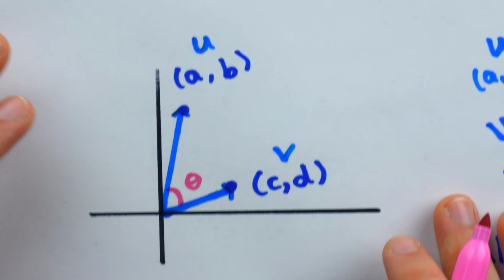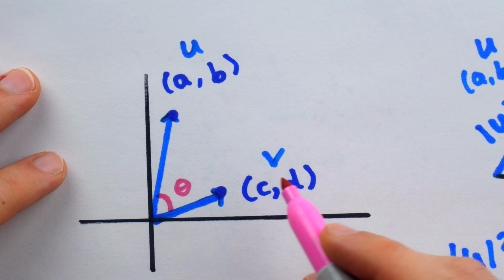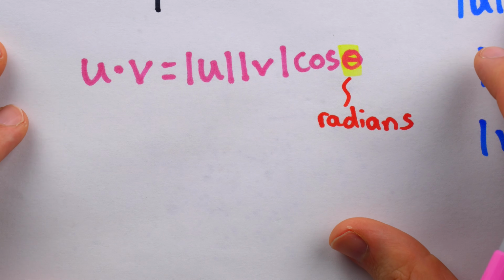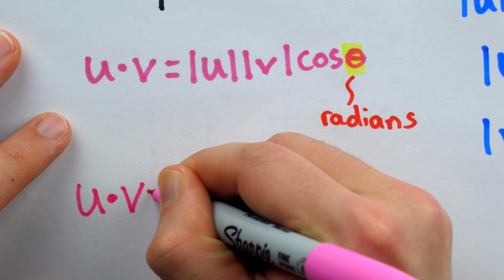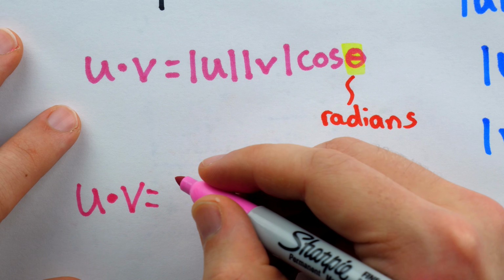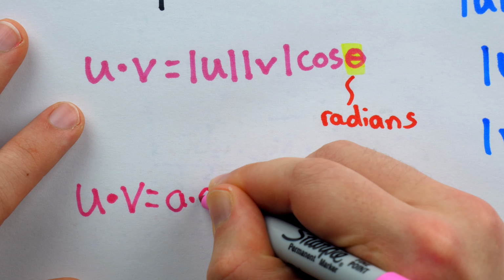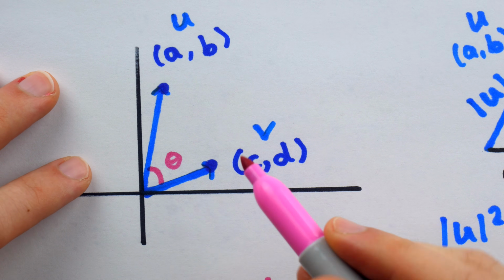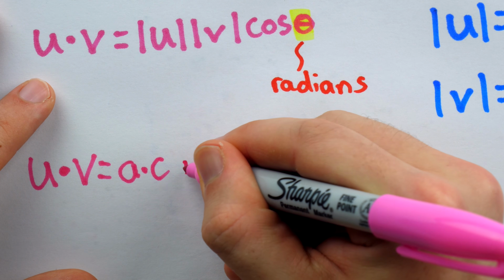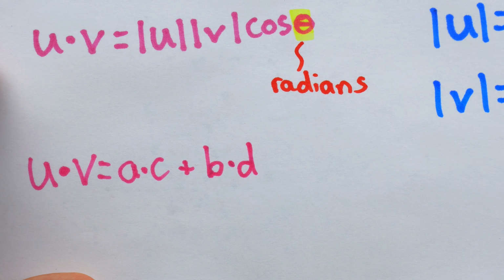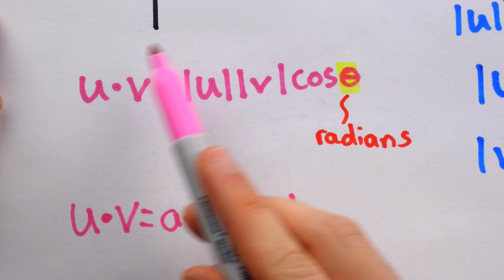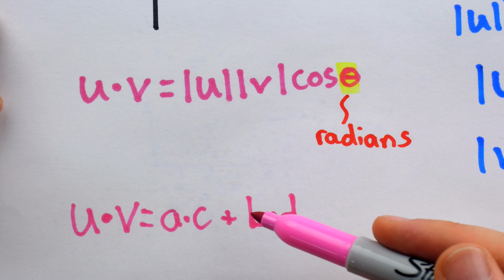If the components of u are A, B and the components of v are C, D, then the product u dot v can indeed be calculated as A times C, the product of those first components, plus B times D, the product of those second components. This looks a whole lot simpler than this, but in fact, they are equivalent.